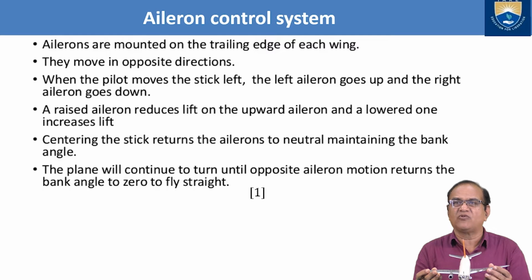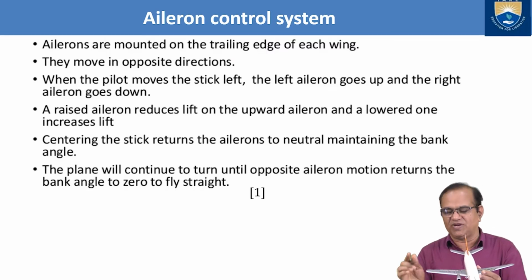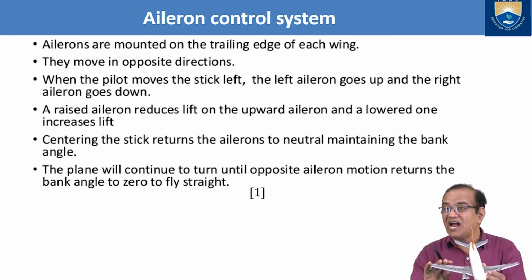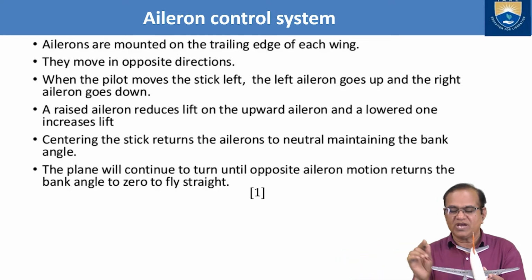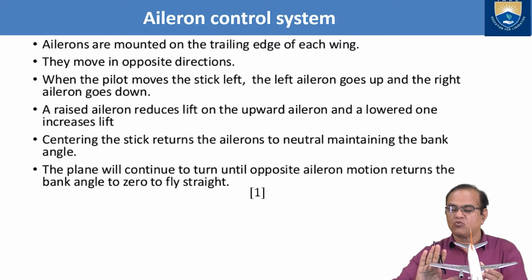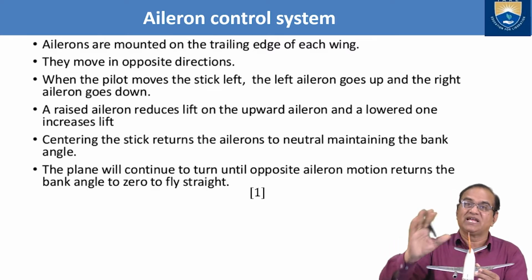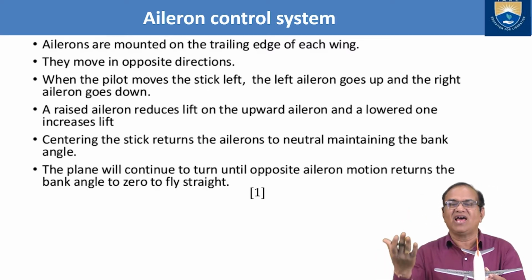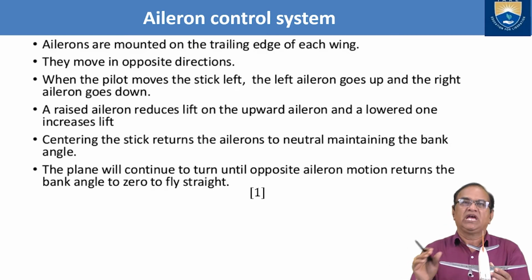Ailerons are mounted on the trailing edge of each wing, toward the tip. They move in opposite directions. If one is going upward, the other will go downward. They are opposite in nature. They will always move in opposite directions.